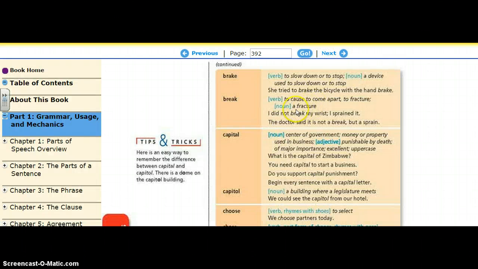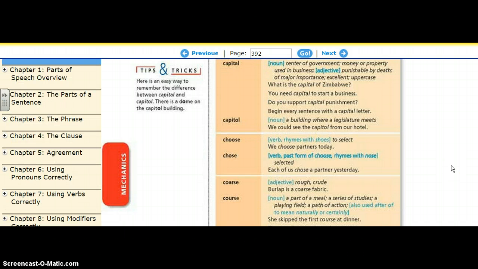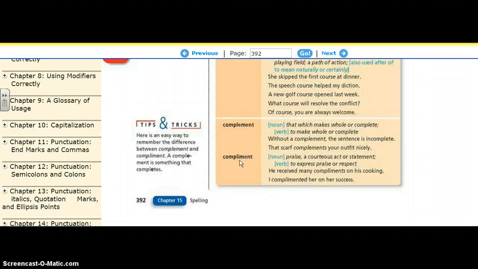On page 392, we have the different breaks, how to spell capital differently and when to use that. The one on choose and chose, I have seen these in your writing, so you need to pay attention to those. And then we have complement with an E and complement with an I, so you can review that.